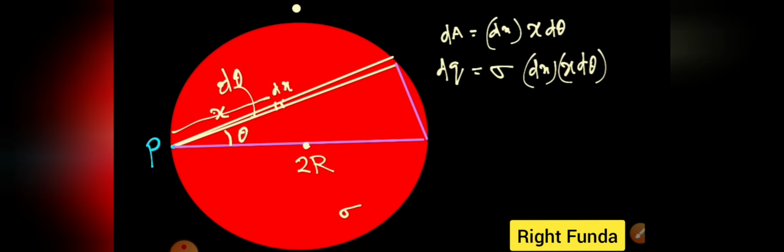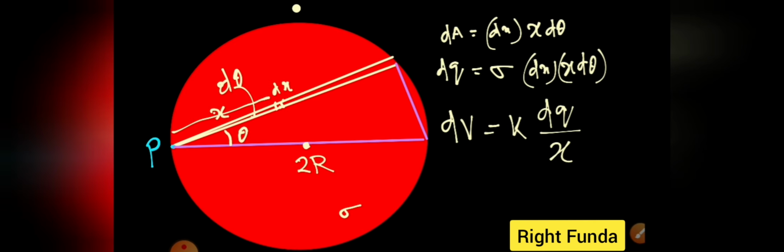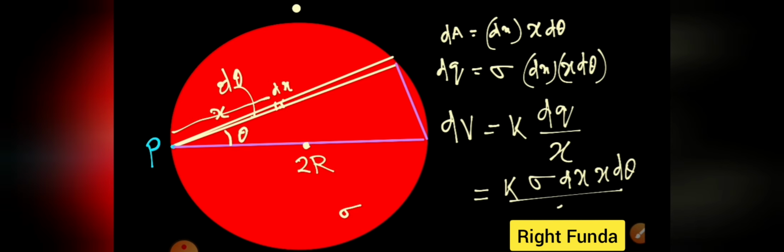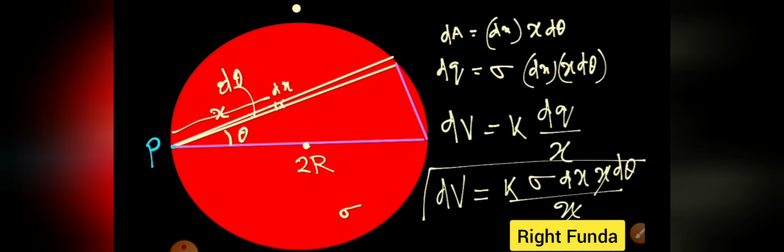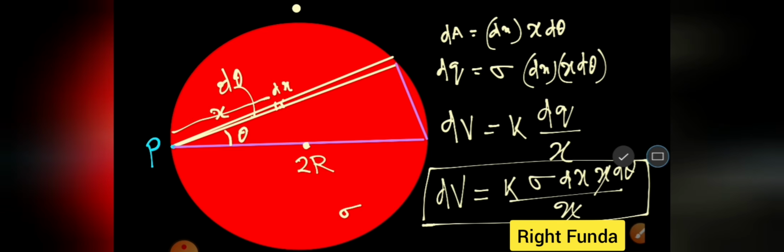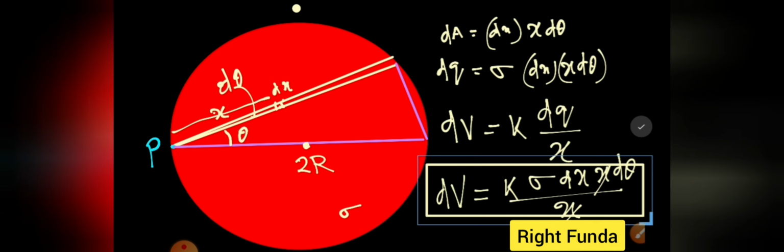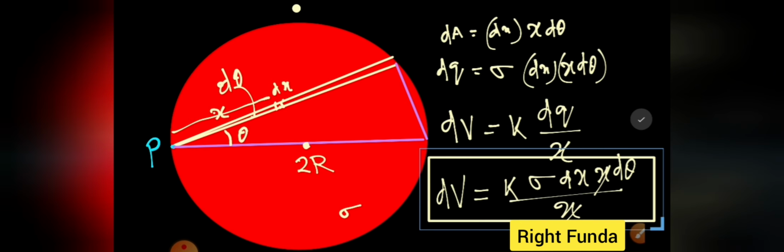So this much charge I have considered, and it is just like a point charge, and for this point charge I can find the potential at point P. I will write dV equal to K dq by x. If I substitute the value of dq, sigma dx x d theta by x, this x gets cancelled out, and I get the dV value for the small element at this point. This small element has to be integrated.